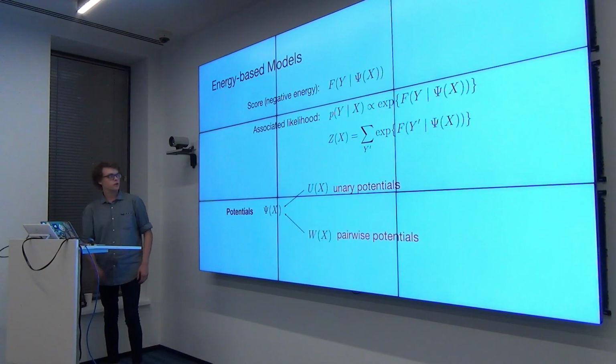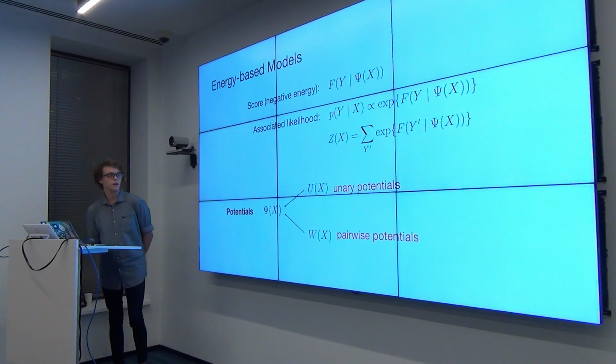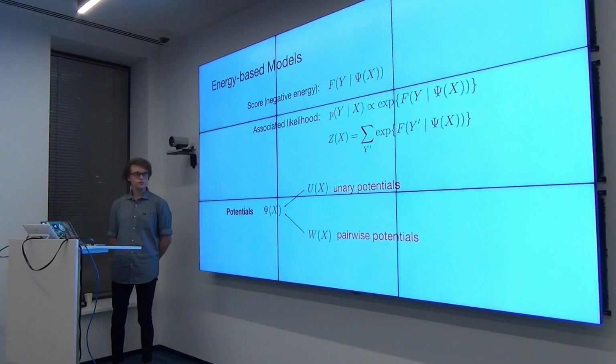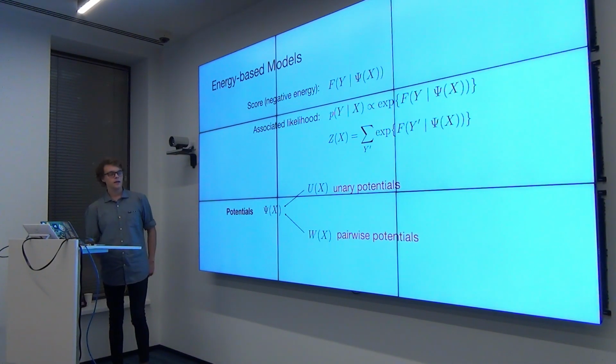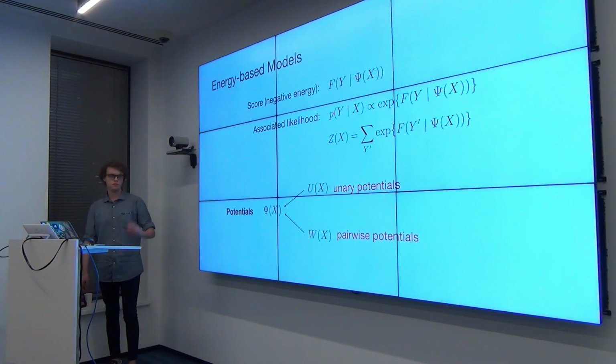And in this work, we are particularly interested in potentials up to degree 2. These are unary potentials, which measure the compatibility of assigning label y_i to the input x_i, and pairwise potentials, which score the pairwise assignment y_i, y_j.